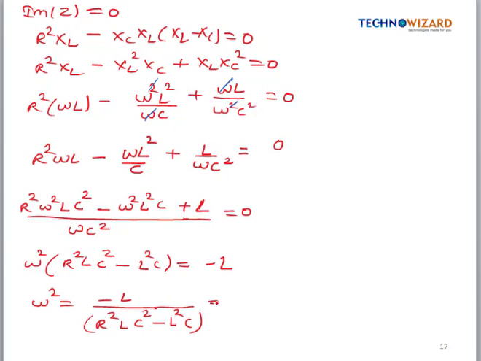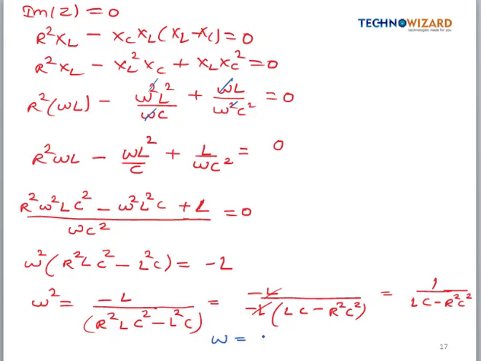Okay, so now this is minus L, I am taking minus L common. So this will be L into C, minus R square into C square, so the minus will get cancelled, and this will be equal to 1 by L into (C minus R square C square)... So now we have to calculate the value of omega. It means omega is equal to 1 by root of (L C minus R square C square).